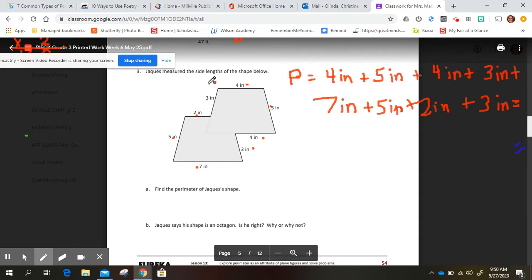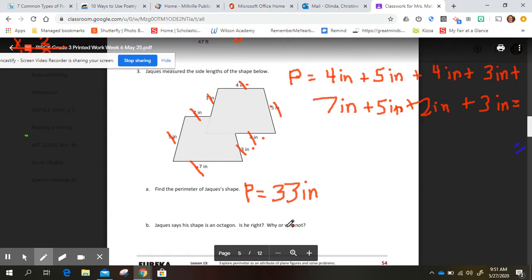So I'm just going to walk around this and add it in my head. 4 plus 5 is 9. So I did this one and this one, I have 9. And then I go 4 more. 9 plus 4 is 13. Plus 3 more is 16. Plus 7 more. So you can count on 16, 17, 18, 19, 20, 21, 22, 23. Plus 5 more, 23, and 5 more, 24, 25, 26, 27, 28. And 2 more, 29, 30. And 3 more, be 33. So the perimeter equals 33 inches.